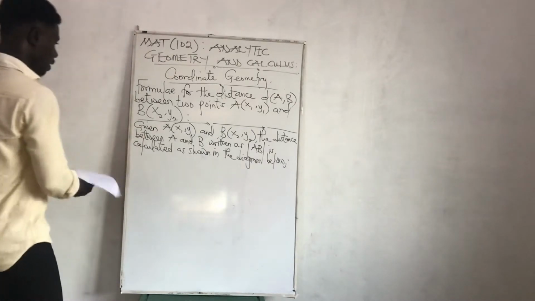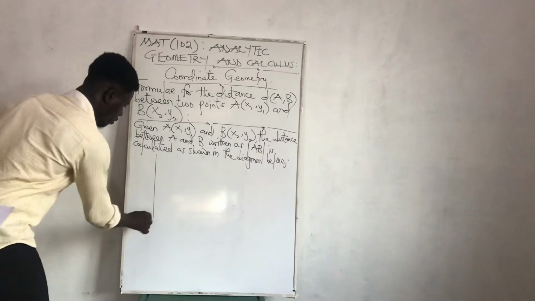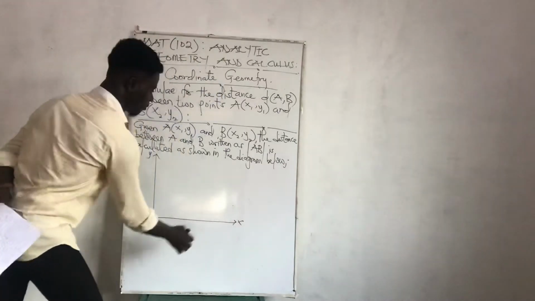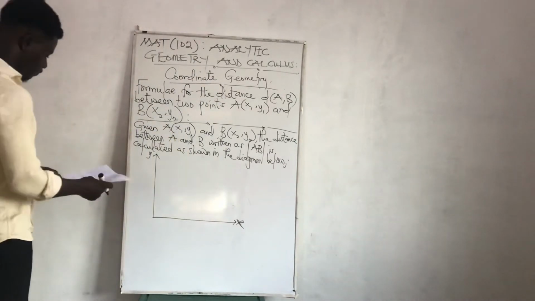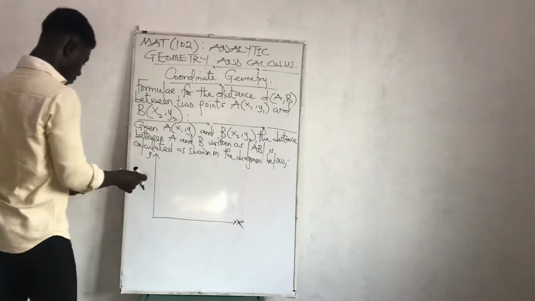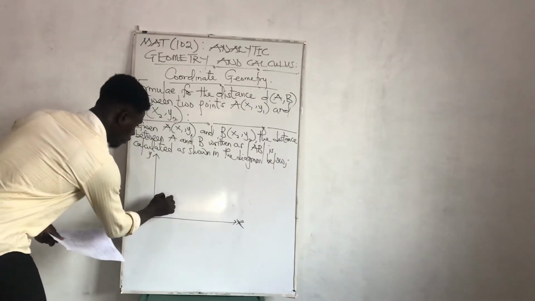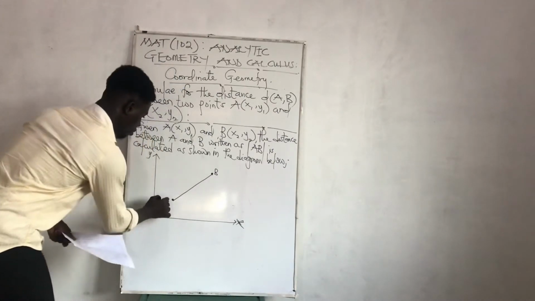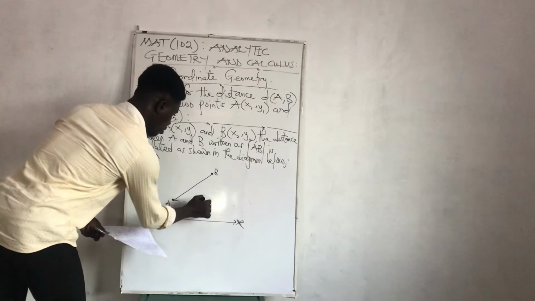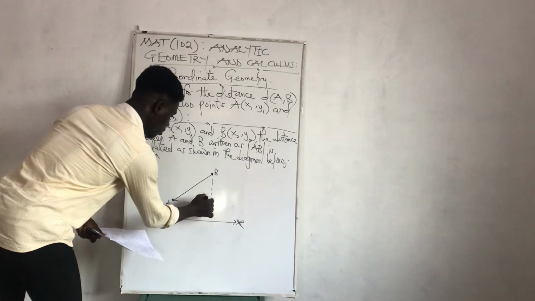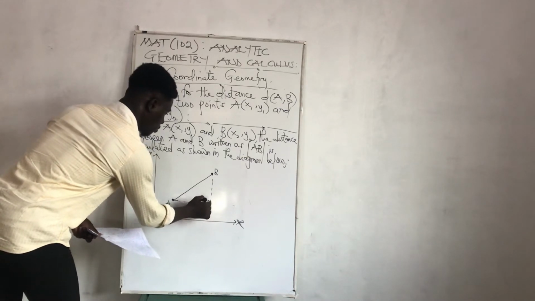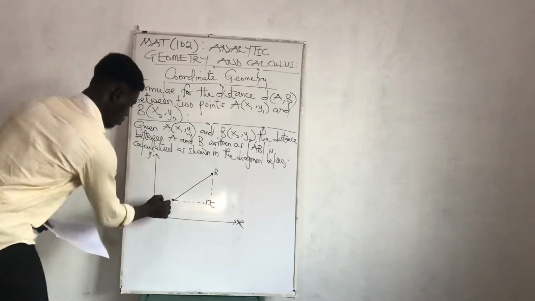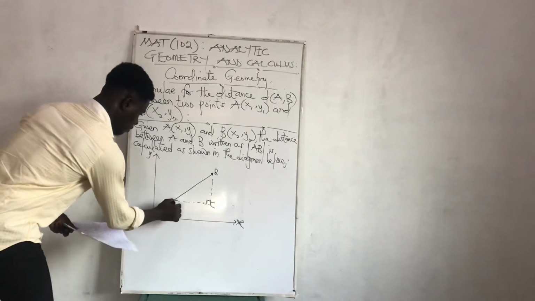Alright. So let's draw our OXY plane. Let's assume only the positive y-axis, then the positive x-axis. So here, let's draw something like this. We have something like this.